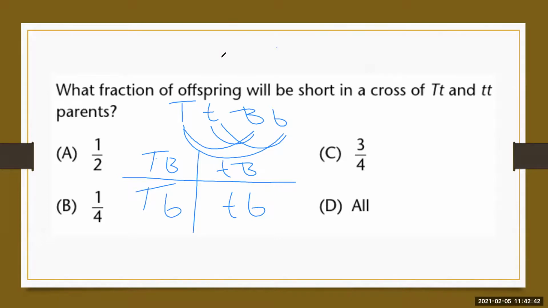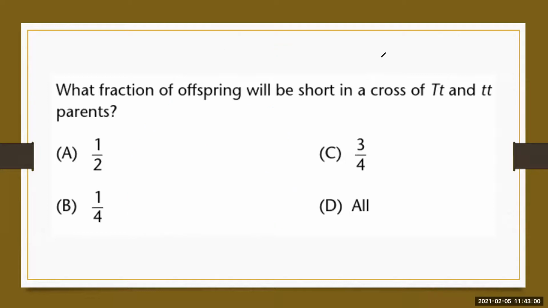So that's usually the quickest way I do it. When you have multiple traits, you just FOIL them out. And then you would look at these guys. So here you have tall and blonde, tall and brown, short and blonde, and short and brown. Okay, so moving on.